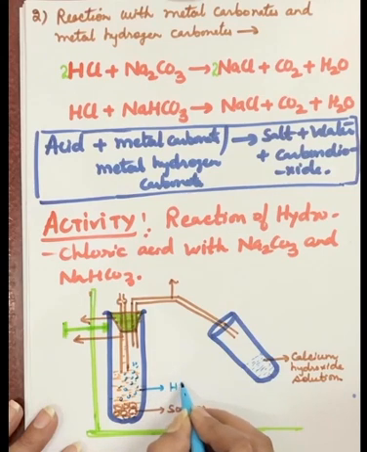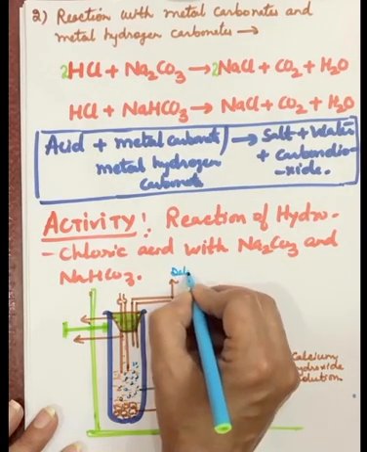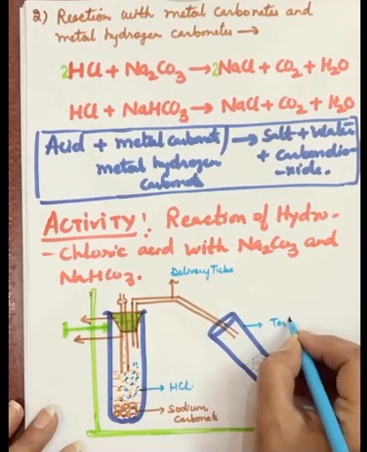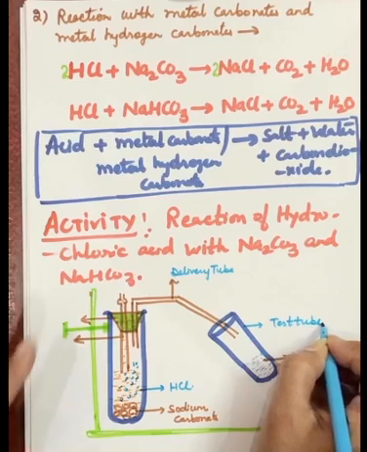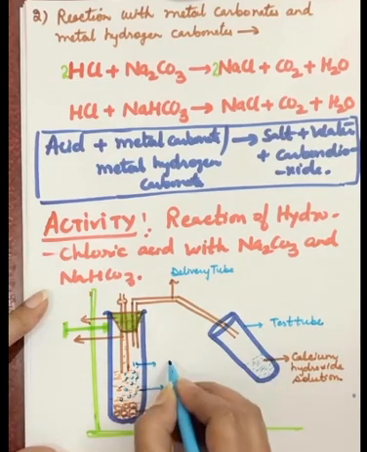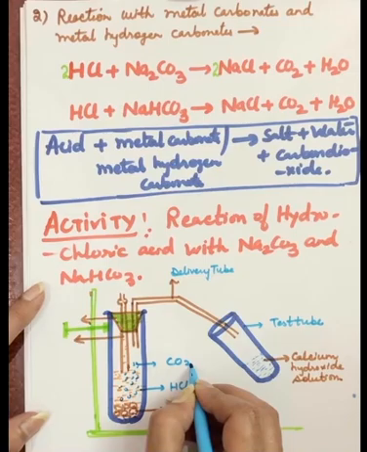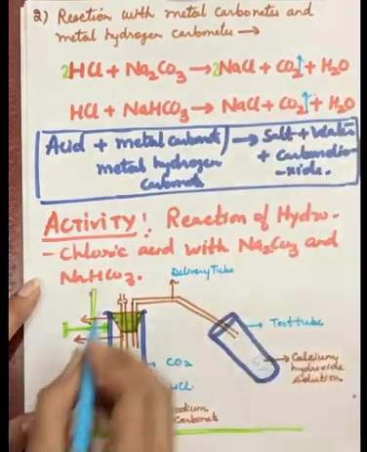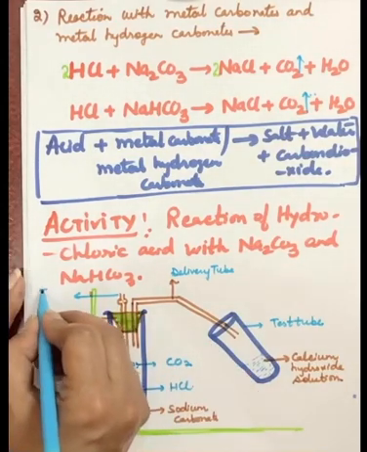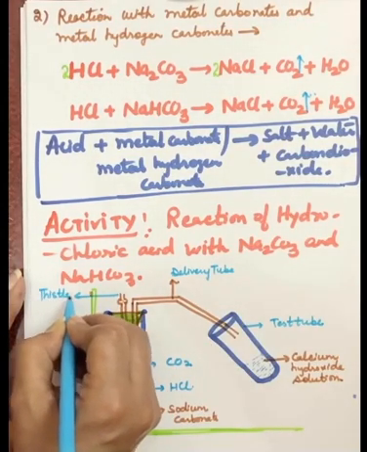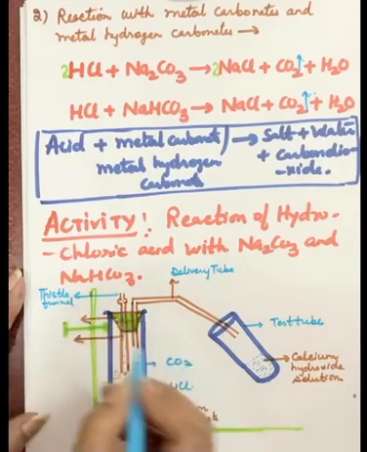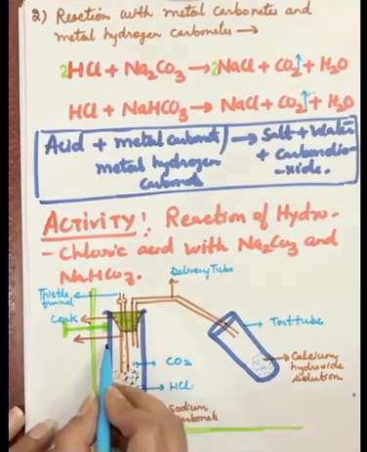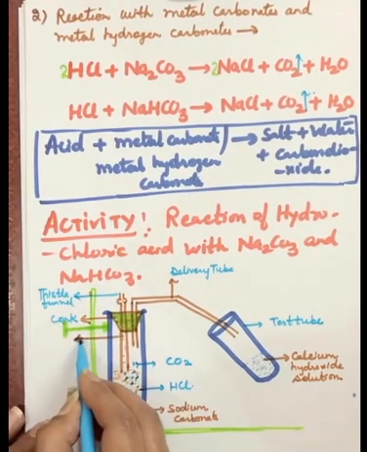This is HCl, delivery tube. This is also a test tube. The gas evolved is a carbon dioxide gas. See, this gas that is evolving here is which gas? Carbon dioxide gas. Thistle funnel. This part is cork. Thistle funnel I have already labeled here, so there's no need for this part.